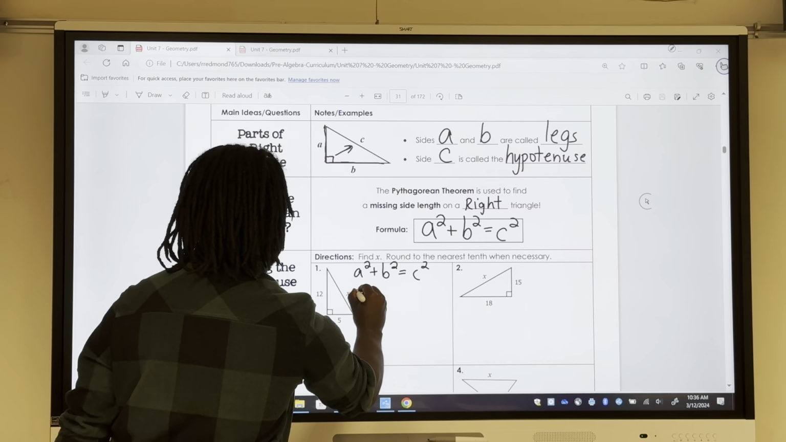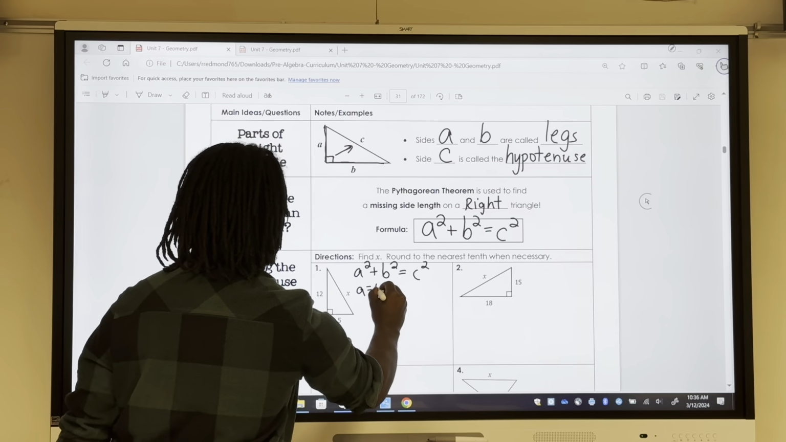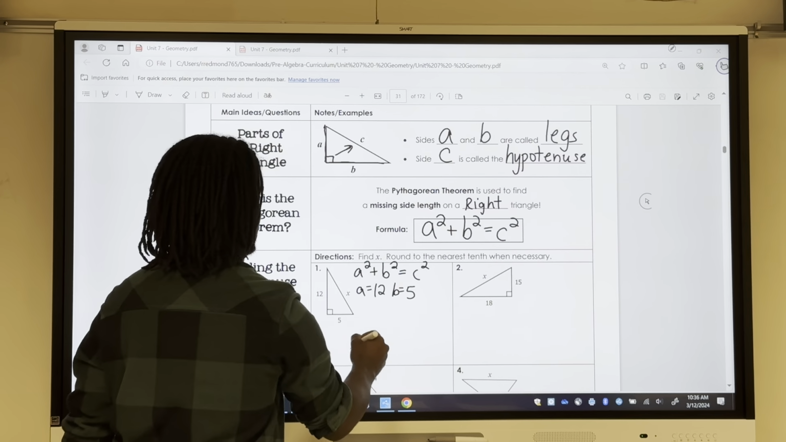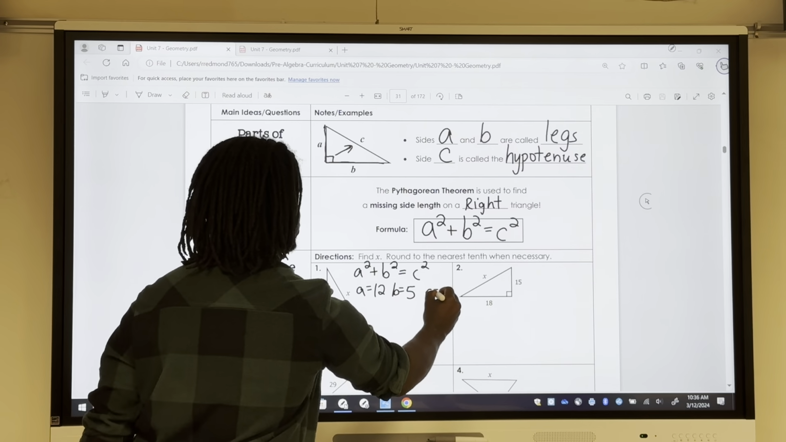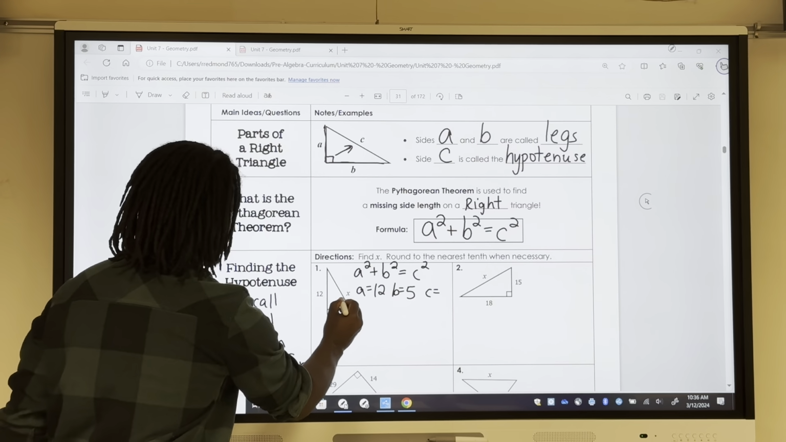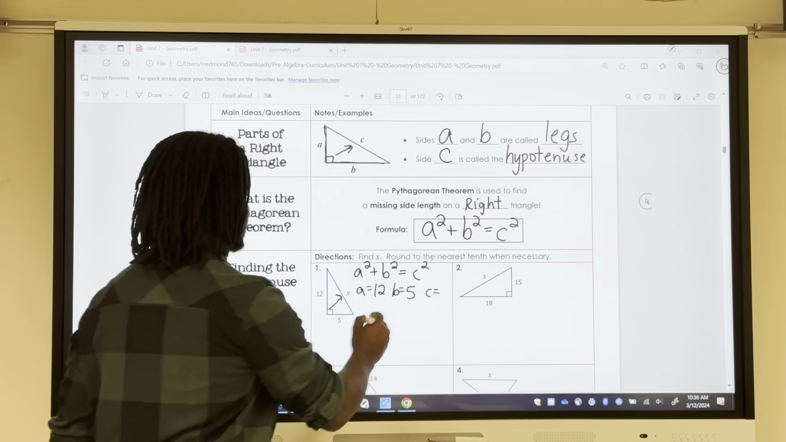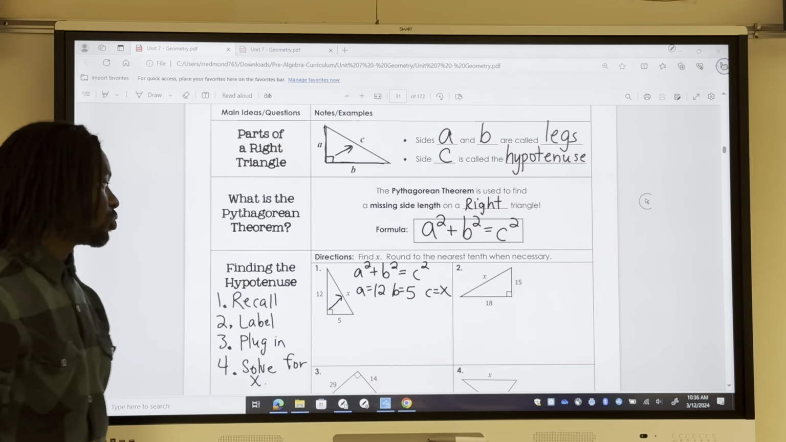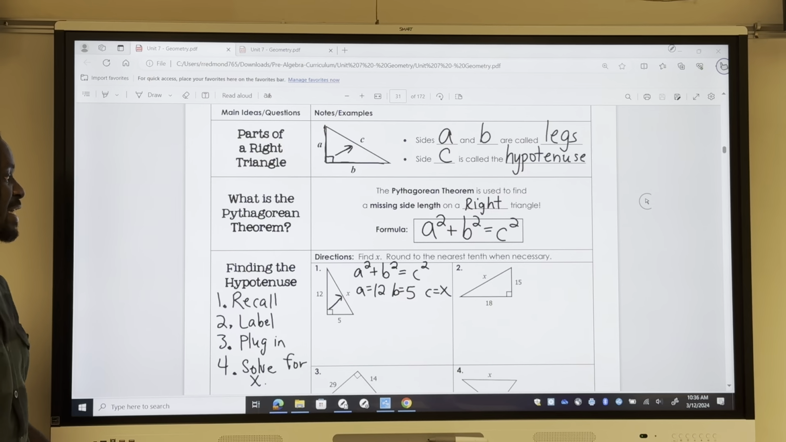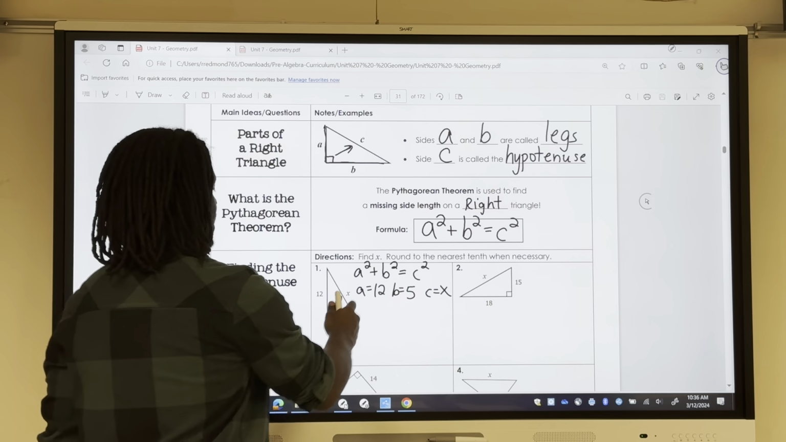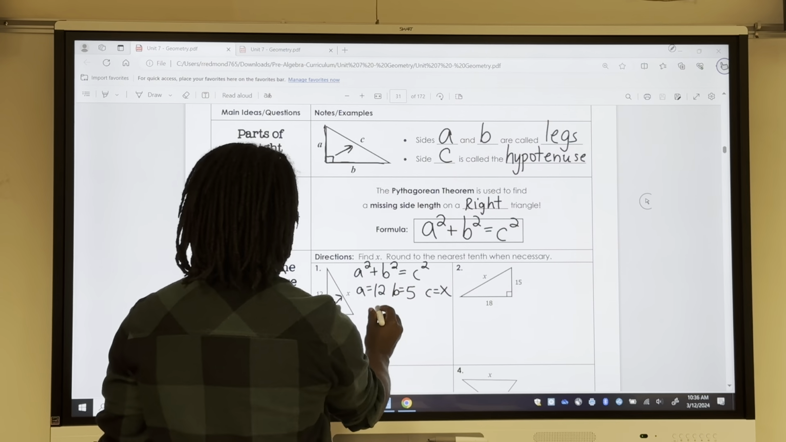Okay, and so in this case, a we'll say is 12, b equals 5, and then c is always what is across from the right angle. So that is x. Okay? All right? Now, I have all of my sides.